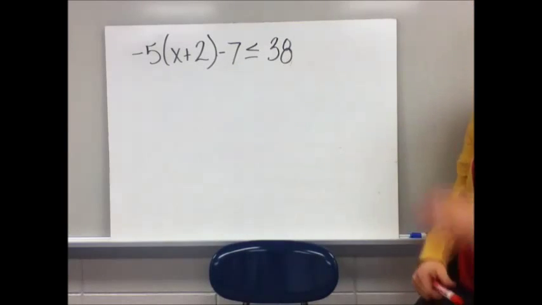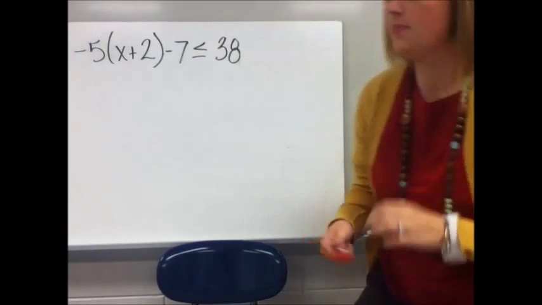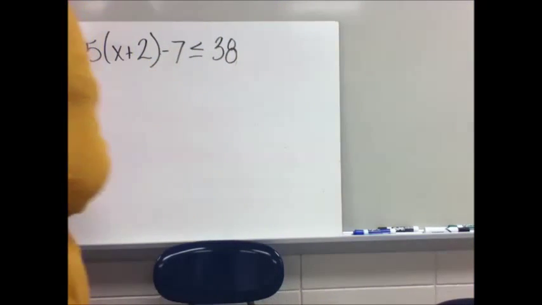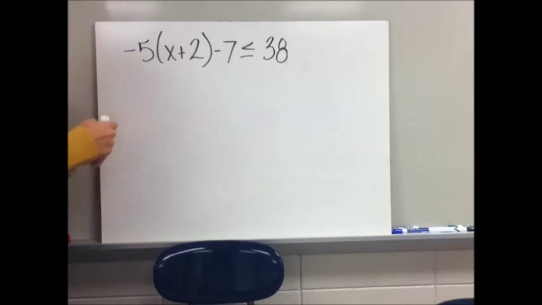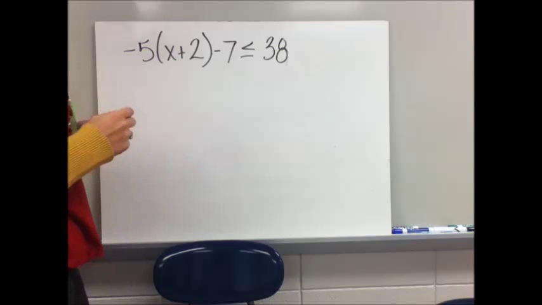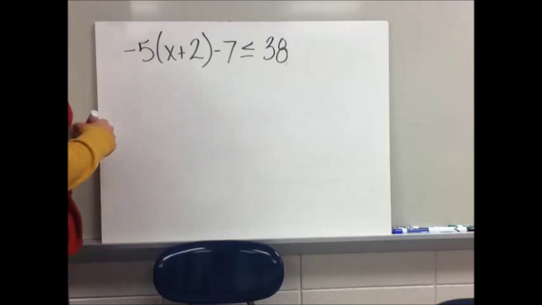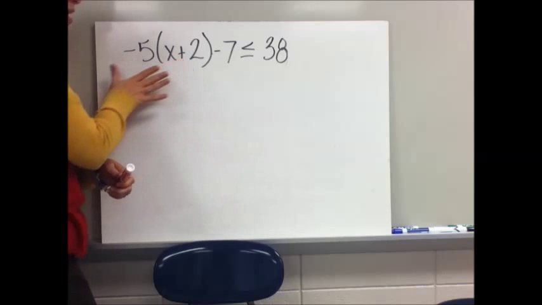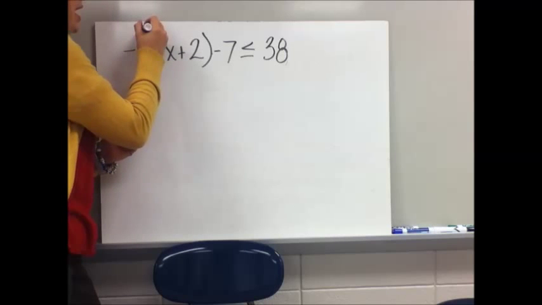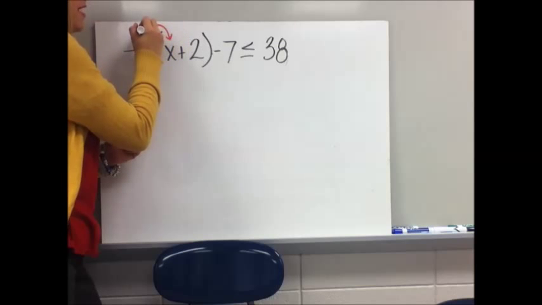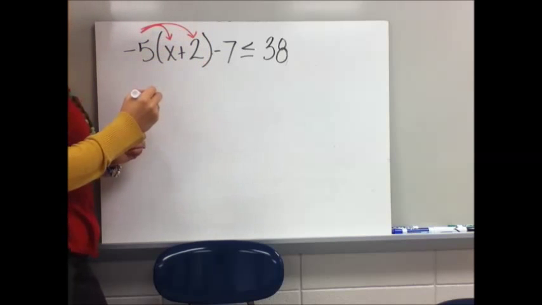So let's practice this. Let's do an example of this. The problem is -5 times the quantity x plus 2, minus 7 is less than or equal to 38. Going back to equations, before you can start undoing, we need to use the distributive property to get rid of these parentheses. I'm going to distribute that -5 to each term inside the parentheses.